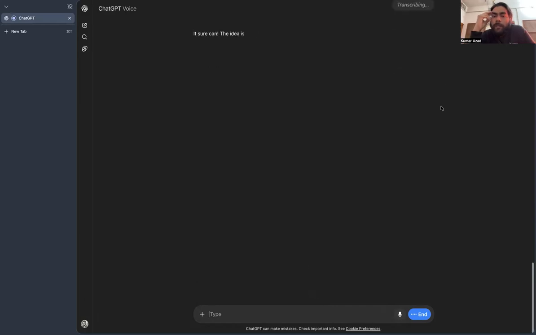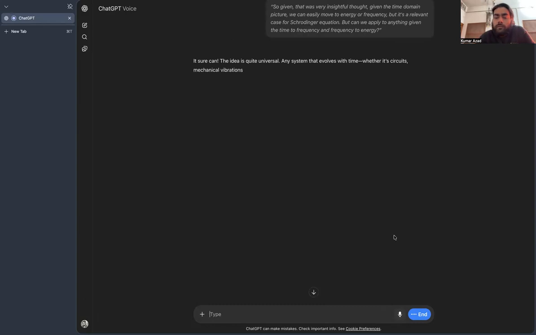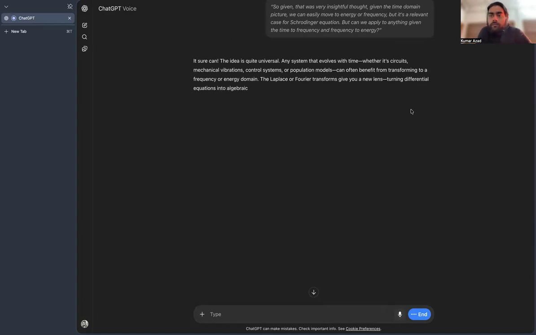It sure can. The idea is quite universal. Any system that evolves with time, whether it's circuits, mechanical vibrations, control systems, or population models, can often benefit from transforming to a frequency or energy domain. The Laplace or Fourier transforms give you a new lens, turning differential equations into algebraic ones. So, yes, as long as you have time domain behavior, you can often reveal deeper insights by moving into these other domains.